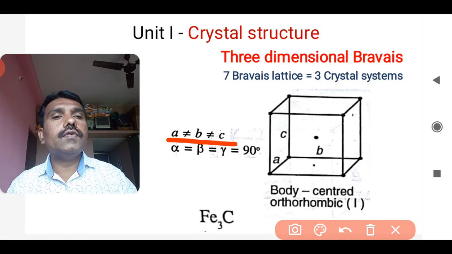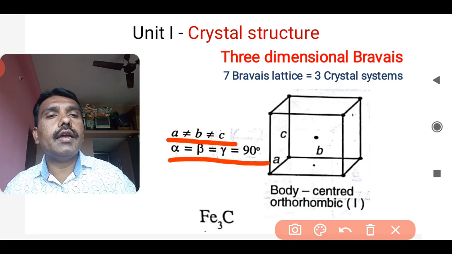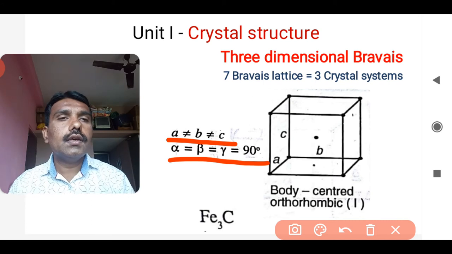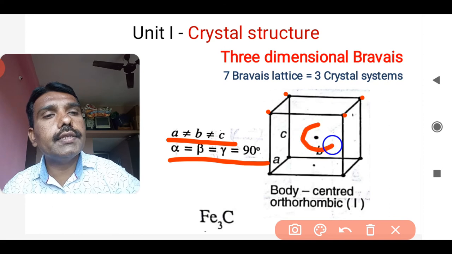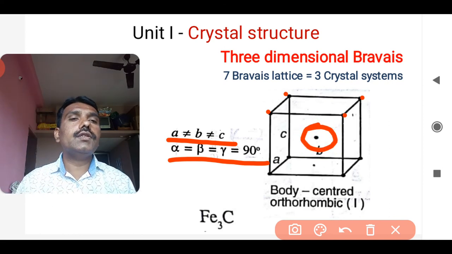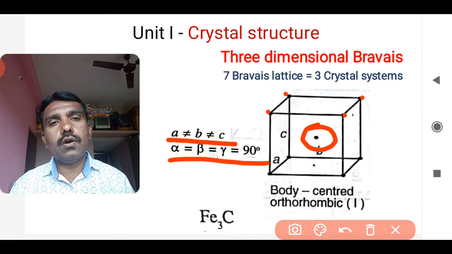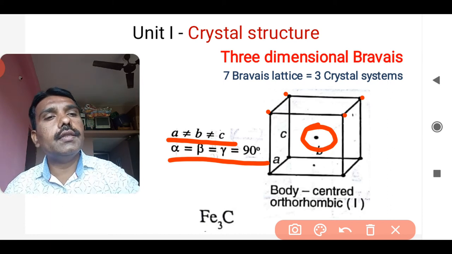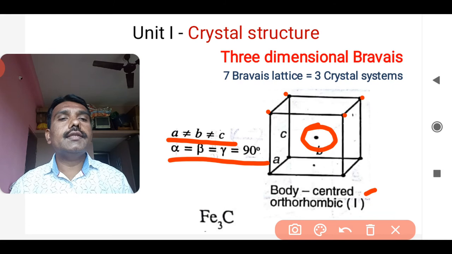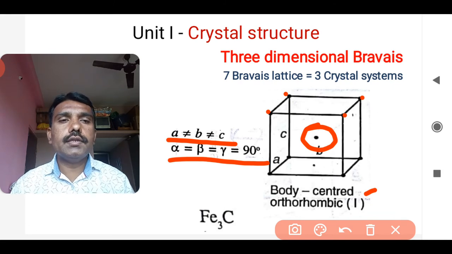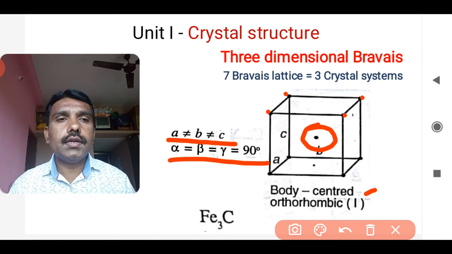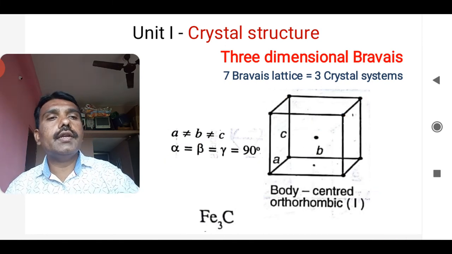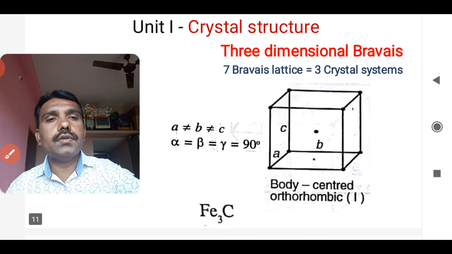And again if you look at it, alpha, beta, gamma all have 90 degrees, which is the case for orthorhombic. But the points are not only on the corners; there is one point exactly at the center of the body, and that's why it is called body-centered orthorhombic, denoted by I. An example of such a Bravais lattice is Fe3C. So this is the seventh Bravais lattice, related to your third crystal system.